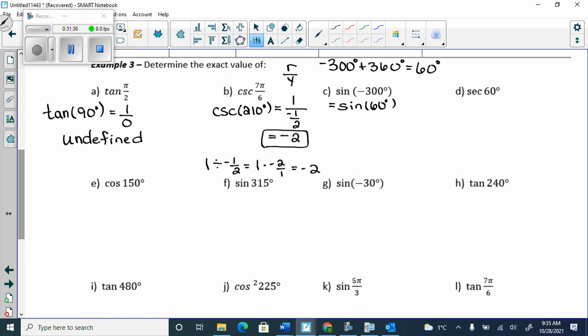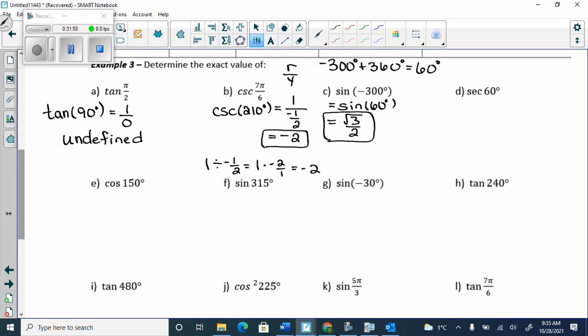Just leave it at negative 300? Yeah. Yes, you can. Connor's just making sure you're cool. But yeah, you don't have to write the 60. I just write it to prove that it's the exact same thing. Yeah. And sine at 60 is? Root 3 over 2. Done.